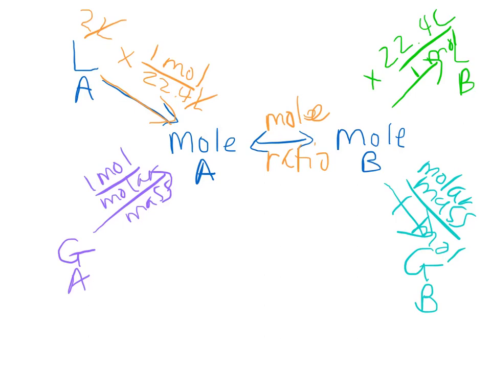You can do this a couple of other ways too. You might see in some problems they give you liters of A and ask for grams of substance B. In that case you would simply convert from liters to moles of A, use the mole ratio, get into moles of B, and then convert into grams of B.